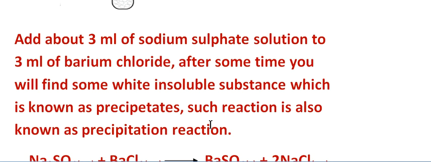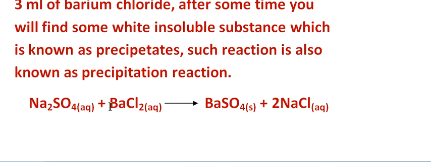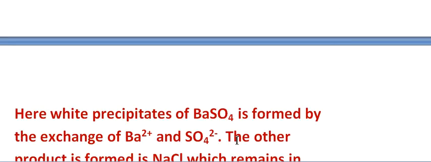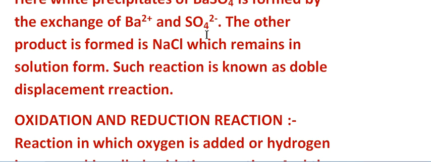Such a reaction is known as the precipitation reaction. Here in double displacement reaction, barium is a positive ion and sulfate is a negative ion. They combine with each other and form barium sulfate, and NaCl is obtained in the solution, liquid form. So in double displacement reaction, exchange of ions takes place and the precipitates are obtained. Such a reaction is known as double displacement reaction.